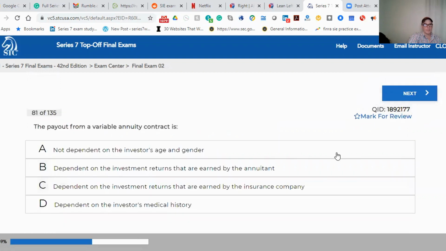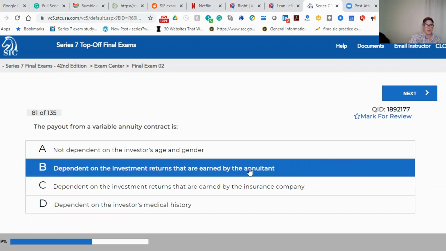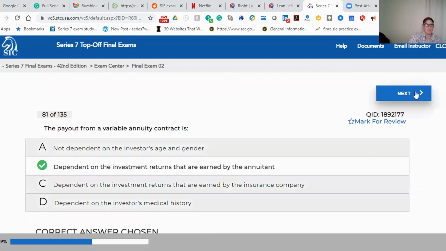Boom. Okay. The payoff of a variable annuity is not dependent on the investor's age and gender. We'll come back to that. Dependent on that's not true. Dependent on the investment returns that are earned by the annuitant. Dependent on the investment returns that are earned by the insurance company. Dependent on, no, it's not the medical history. So it's going to be the variable annuity. It's based on what the separate account does. That better be right. Okay, good.